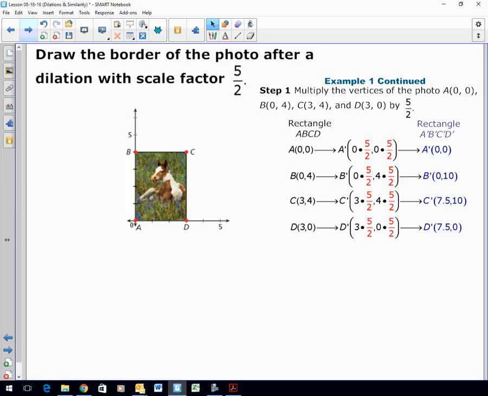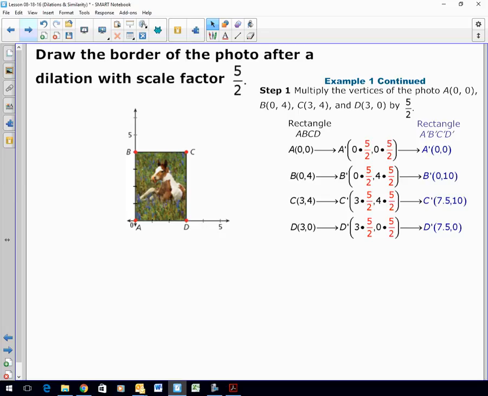Multiply 0, 0 times 5 over 2. 0 times 5 over 2 is 0. 0 times 5 over 2 is 0. Nothing happened to point A, did it? It stays the same, okay? The other points, however, are all going to get bigger.